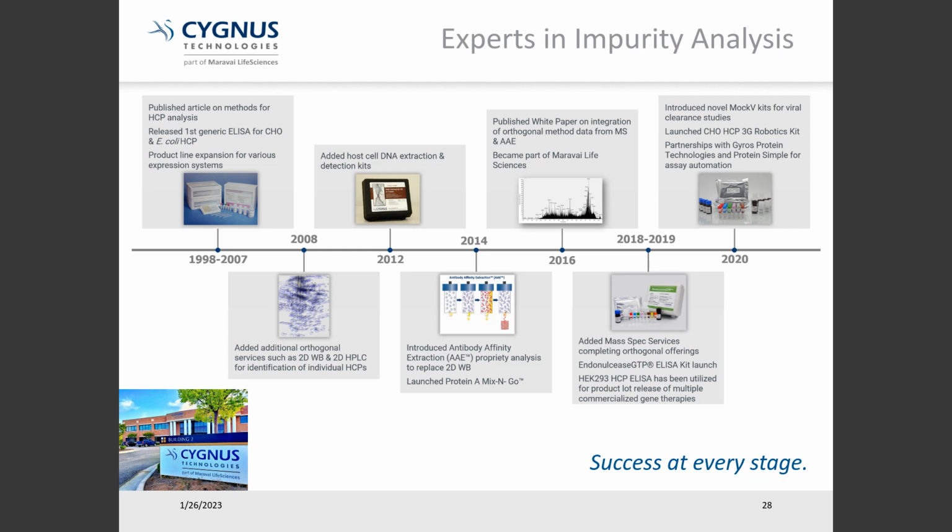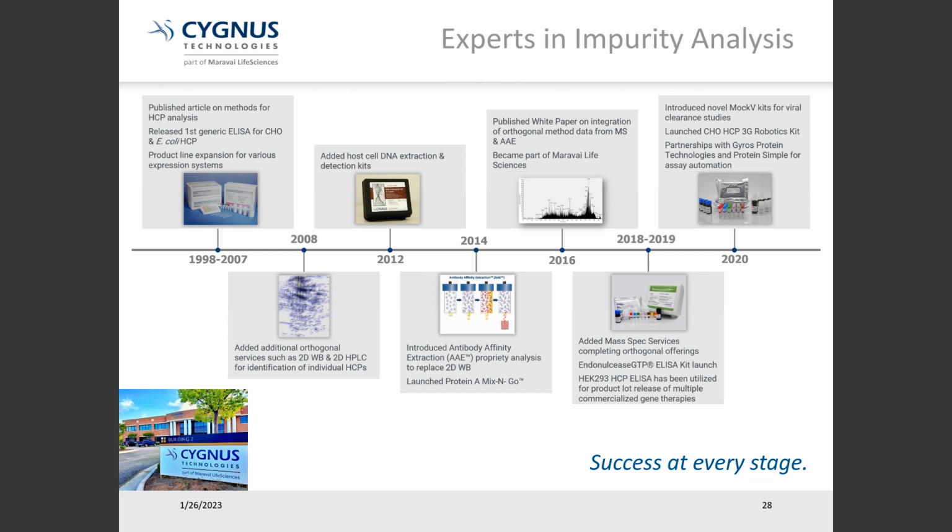2008 is when we first started doing some of the orthogonal services testing, again, to help understand the quality of the reagents we're using for our ELISAs. In 2014, we developed and launched our antibody affinity extraction. That's a superior way of doing coverage analysis, so that you can understand the quality of the reagents you're going to use. And a lot of the talk today is going to be revolving around that.